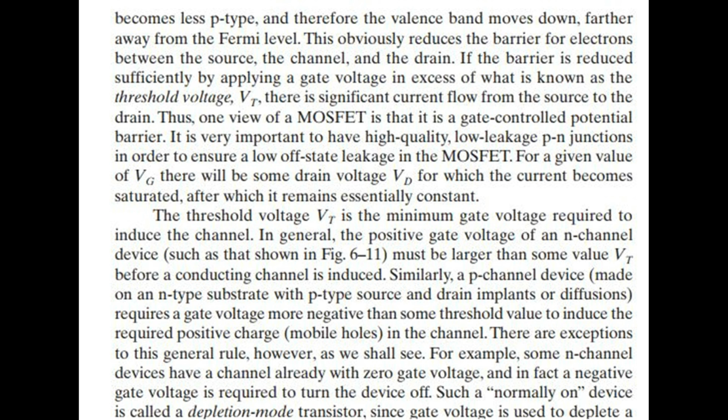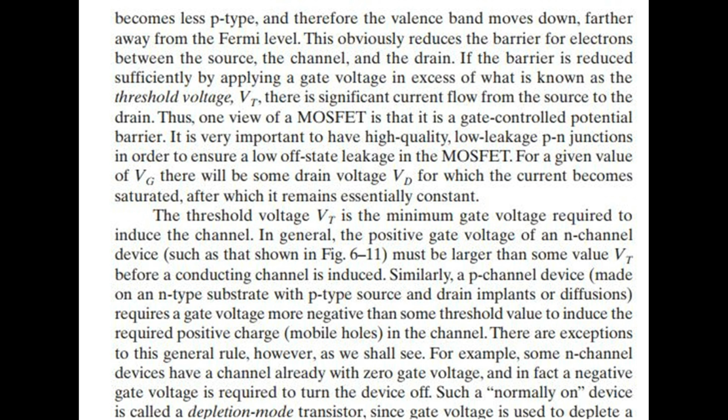It is very important to have high-quality, low-leakage p-n junctions in order to ensure a low off-state leakage in the MOSFET. For a given value of Vg there will be some drain voltage Vd for which the current becomes saturated, after which it remains essentially constant. The threshold voltage Vt is the minimum gate voltage required to induce the channel. In general, the positive gate voltage of an n-channel device, such as that shown in Fig 6-11, must be larger than some value Vt before a conducting channel is induced.